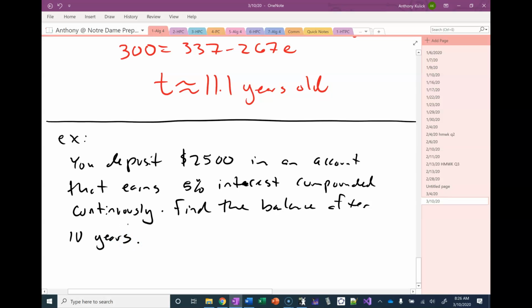So you deposit $2,500 in an account that earns 5% interest compounded continuously. Find the balance after 10 years. What word inside of this story problem should be flashing at you in red letters, the most important word in this problem? Yeah. Continuously. What is that telling me?